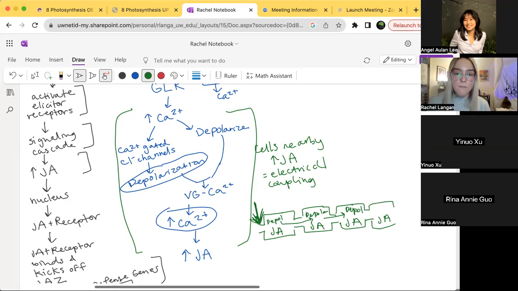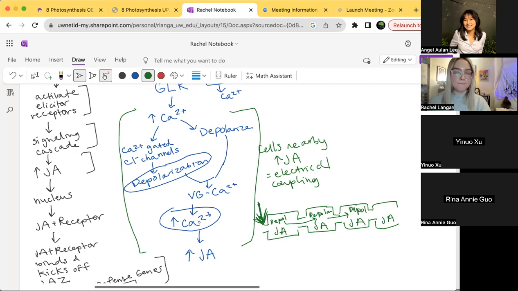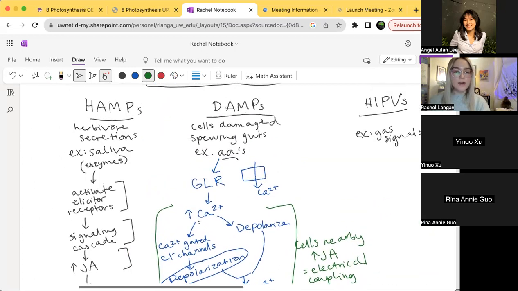Yeah, question. I'm still a little bit confused on why we separate amino acid versus HAMPs when the signaling cascade is still there for both. So then what exactly is the difference? Yeah, they're both happening simultaneously. We're making a distinction because HAMPs are activated by molecules in herbivore secretions. So the herbivores secrete stuff when they're eating. The most obvious one is saliva. And things in the saliva activate the HAMP pathway. Oh, okay, thank you so much. Yeah. That makes sense.